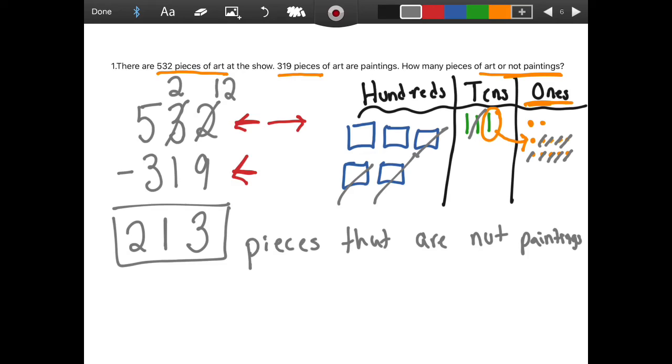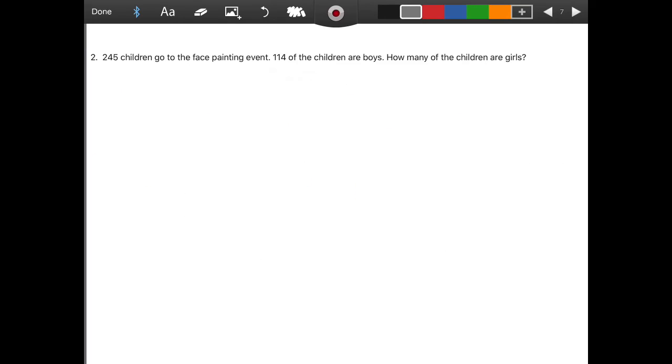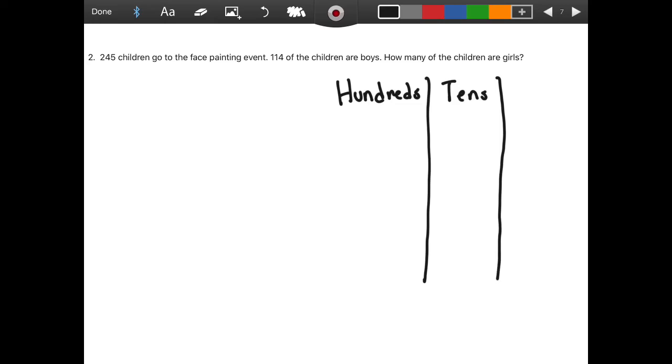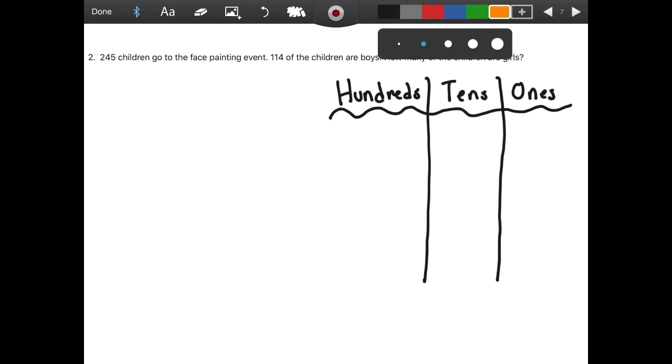All right, let's move on to the next one. Let's draw a quick hundreds, tens, and ones chart. Second graders, I want you to be doing this with me before you do it on your own. If you need to pause the video at any time, that might be helpful. So let's read the problem together.